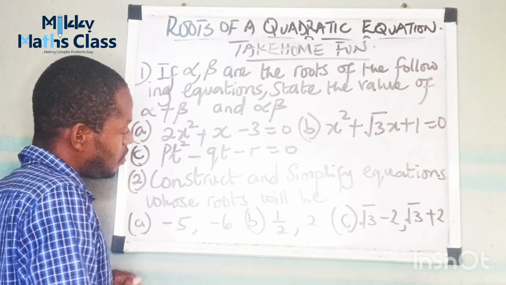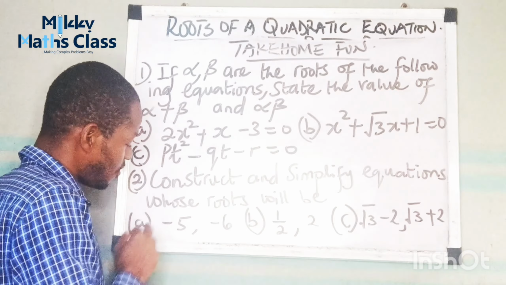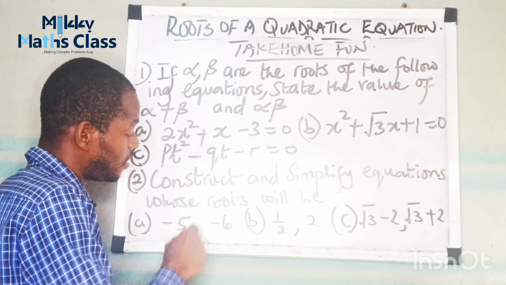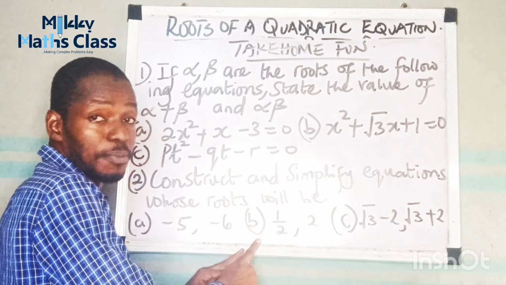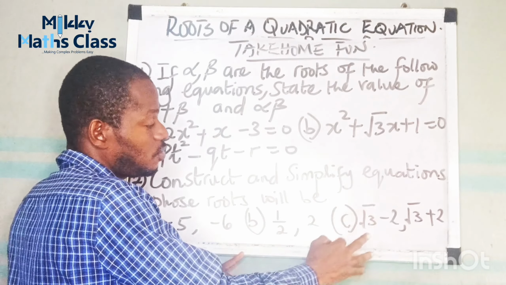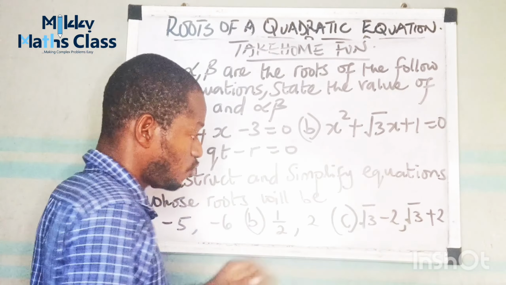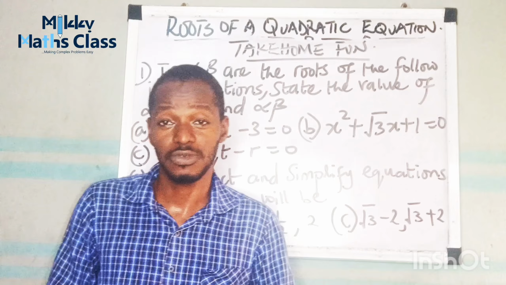Now the second one says, construct and simplify equations whose roots will be: the first one is negative 5 and negative 6. The b part is half and 2. The c part is root 3 minus 2 as the first root, root 3 plus 2 as the second root.